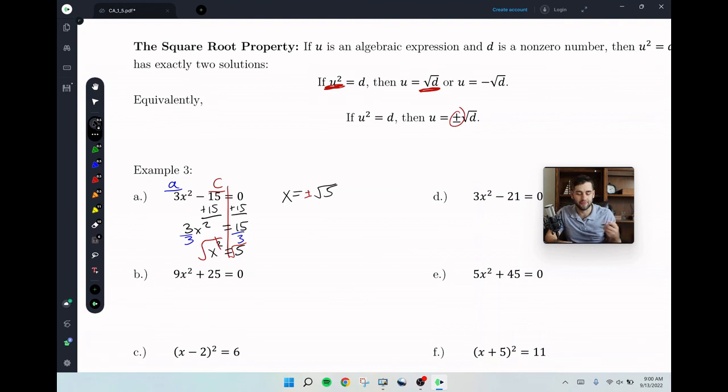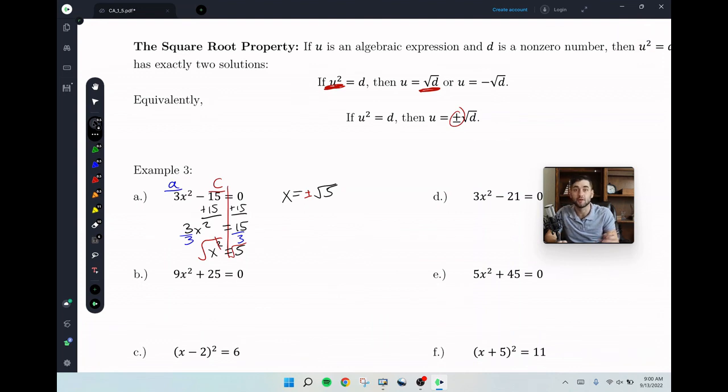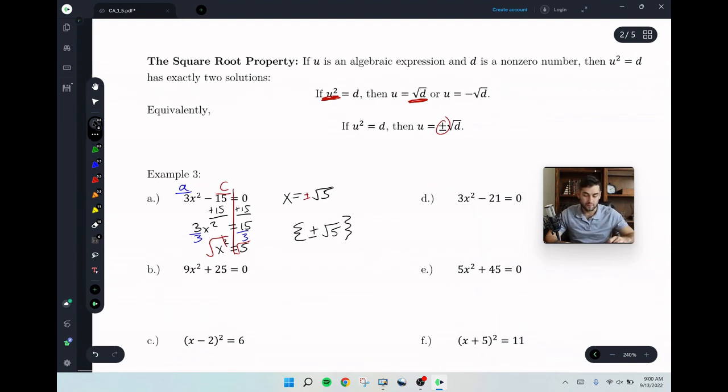The reason why, if you really want to go back and check that, is because plus square root of 5 squared gets you 5. But also minus square root of 5 squared gets you 5. So we don't know which one it ended up being. So we're going to go ahead and account for both and say x equals plus or minus square root of 5, also known as the set of plus or minus the square root of 5. And that's the square root property.